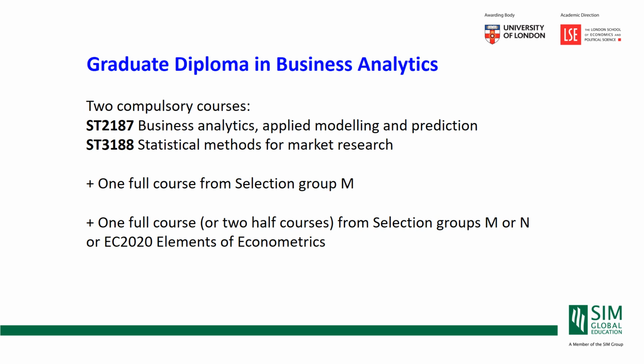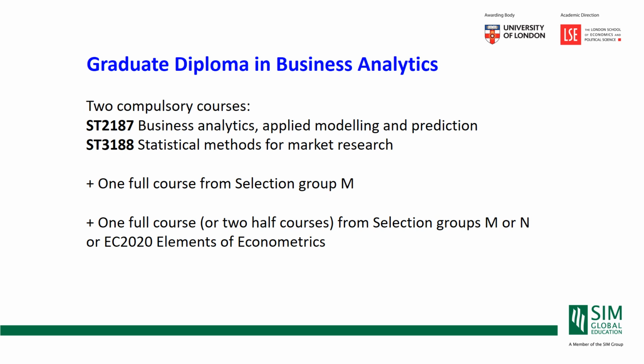Okay, and here is one example called graduate diploma in business analytics. And for this diploma, there are 2 compulsory courses that need to be taken. First is ST2187, Business Analytics, Applied Modeling and Prediction. And second is ST3188, Statistical Methods for Market Research.